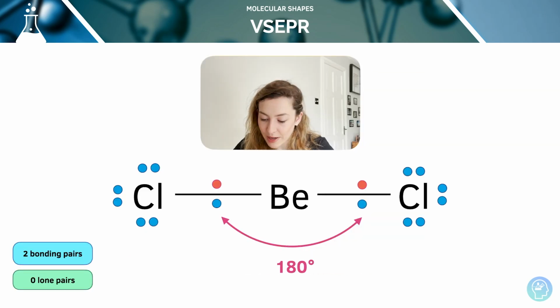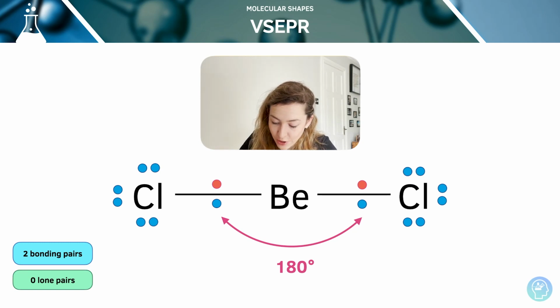So if we have a look at beryllium chloride to start with, beryllium is in group 2. So it's going to have 2 electrons in its outer shell. That's what my red electrons here are for. But the electronegativity difference between the beryllium and the chlorine is not great enough for ions to be formed. So we've got covalent bonding happening in this case. So it's got 2 outer electrons and it's forming 2 covalent bonds. So it has no lone pairs and 2 bonding pairs.